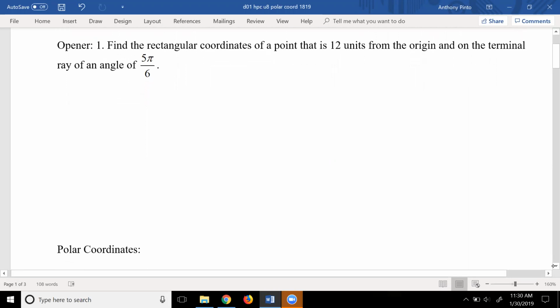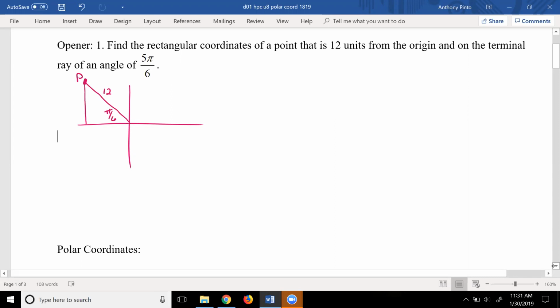So let's look at number one. It says find the rectangular coordinates of a point that is 12 units from the origin and on the terminal ray of an angle of 5 pi over 6. As always, we're going to draw a picture. 5 pi over 6 puts us in the second quadrant, so our reference angle is pi over 6. This point, we'll call it point P, is 12 units from the origin, so our hypotenuse is 12.